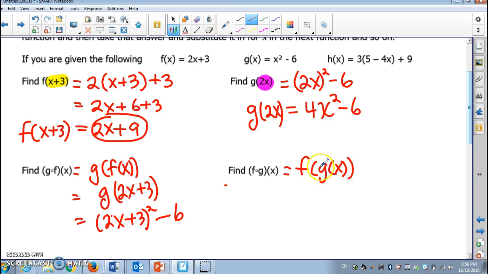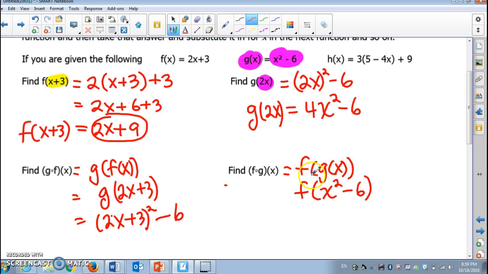Right? So we're going to start from inside. What is same as g of x? G of x is x squared minus 6. So all you're doing is replacing g of x with x squared minus 6. So f of x squared minus 6. Okay, we always start from inside to out.